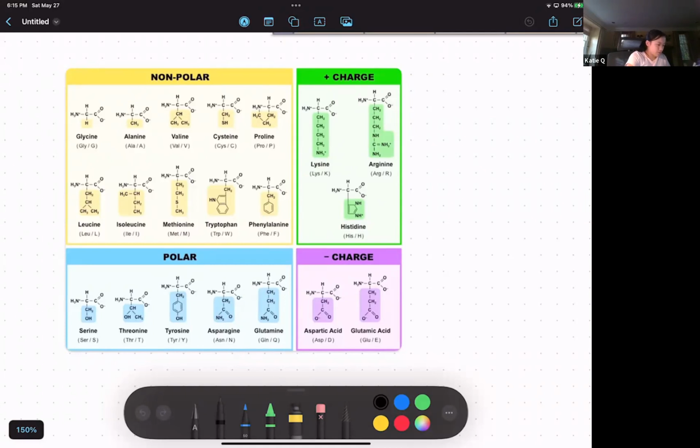So let's move on to protein synthesis. So protein synthesis happens in two steps. Transcription and translation.